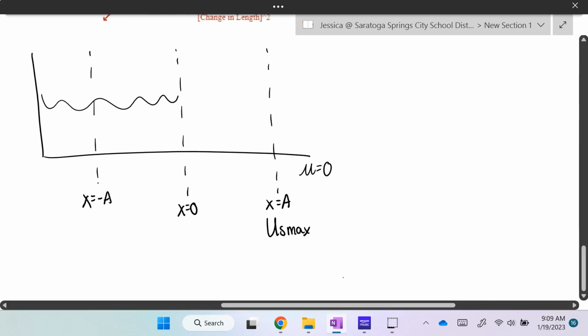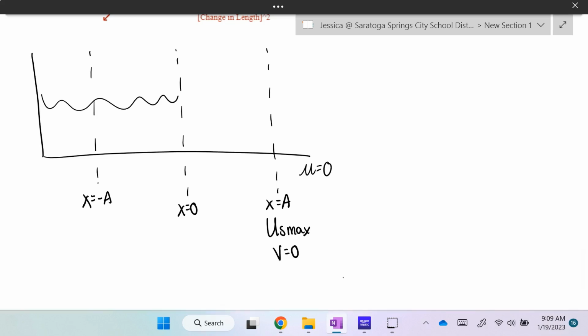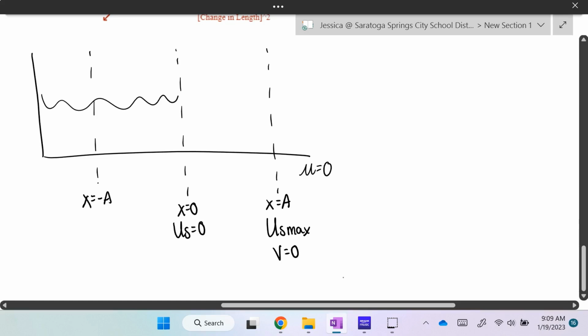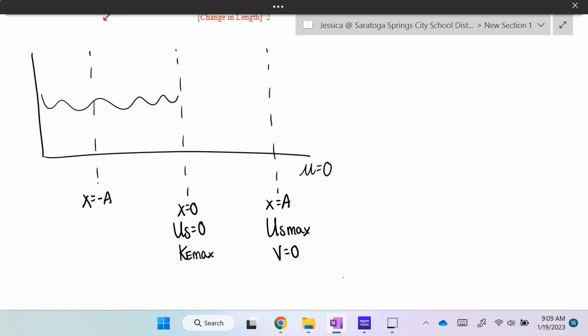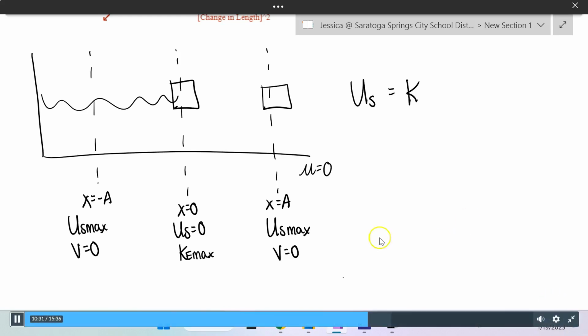At those amplitudes, that's where we're going to have the maximum spring potential energy, because that's where our speed is 0. And then at x equals 0, where we have no stretch, that's where our potential is 0 and our kinetic energy is maximum. Then again, at that negative amplitude, we have maximum US and a speed of 0. So here we're oscillating between maximum potential and maximum kinetic. Now, if we were between 0 and A, we would have some combination of spring potential and kinetic.